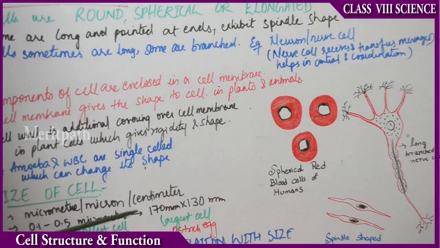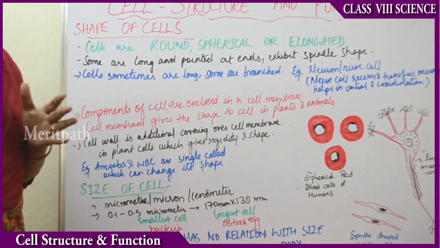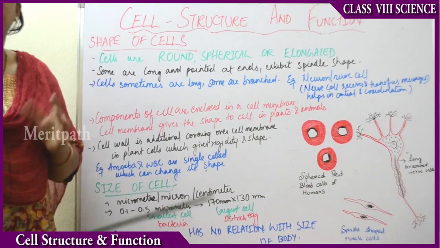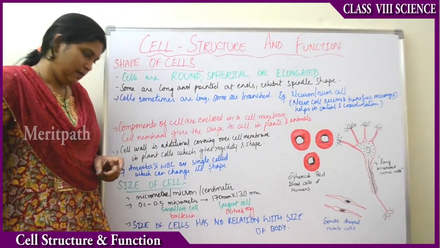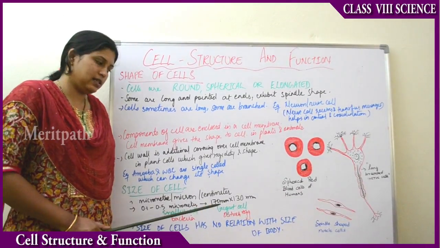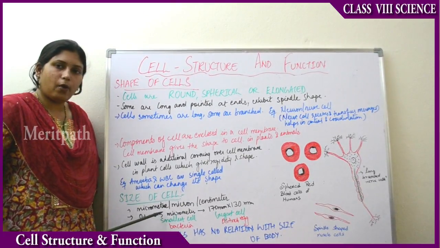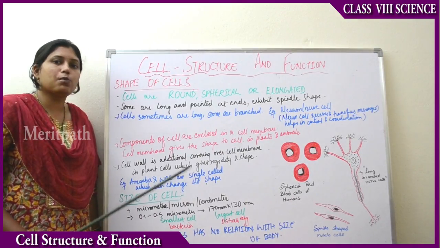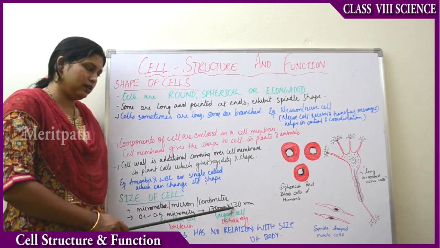Next, moving on to the variety based on the size of the cell. So the variety in the organisms based on the size of the cell. All cells are microscopic, except one or two, and they can never be seen with the naked eye. Since they are microscopic, they are very small in size. They can be measured in micrometers or microns, and sometimes in centimeters. The smallest cell in the world is 0.1 to 0.5 micrometers in length, and the largest cell in the world measures 170 millimeters by 130 millimeters.